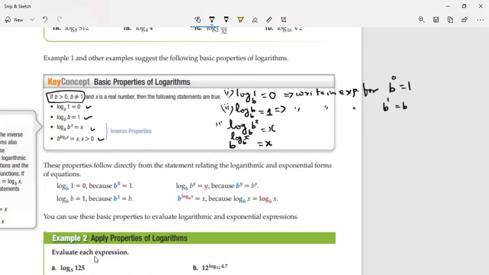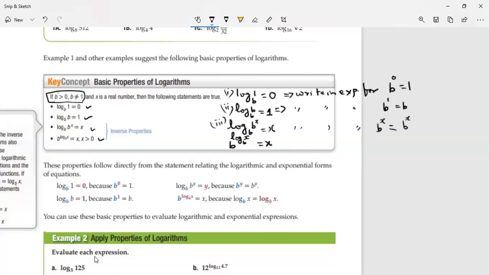Similarly, the third result also we can convert and check whether it is correct or not. Here the base is b and the right-hand side is x. So that will come as the exponent on the left-hand side, and b to the power x will come on the right-hand side. Are you understanding?